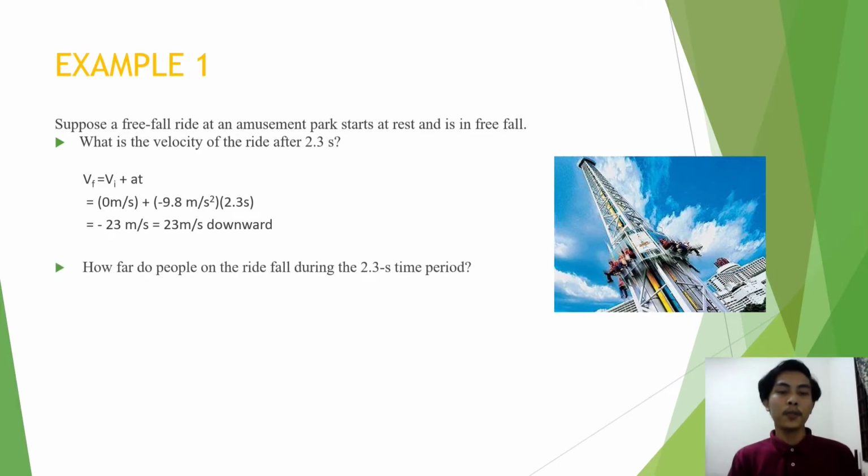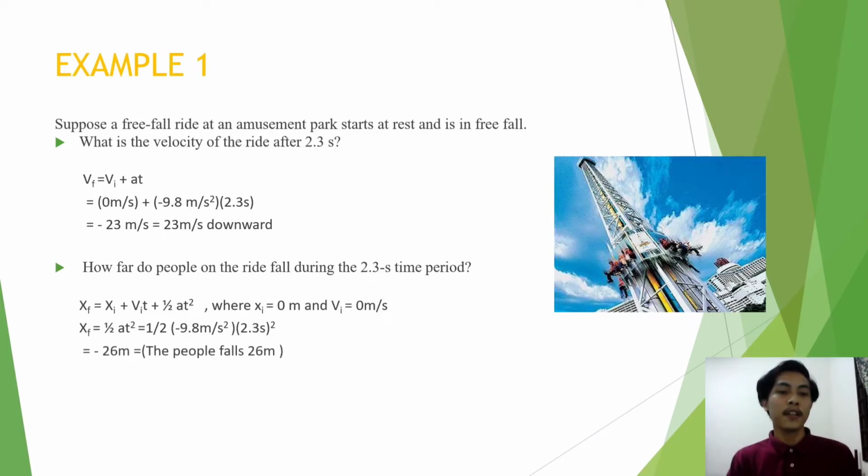How far do people on the ride fall during the 2.3 seconds time period? So this is the equation for displacement, and this is the final equation for displacement, which is 1 over 2 at squared. Next, 1 over 2 times negative 9.8 meters per second squared times 2.3 seconds squared. And the final answer is negative 26 meters, which means the people will fall 26 meters.